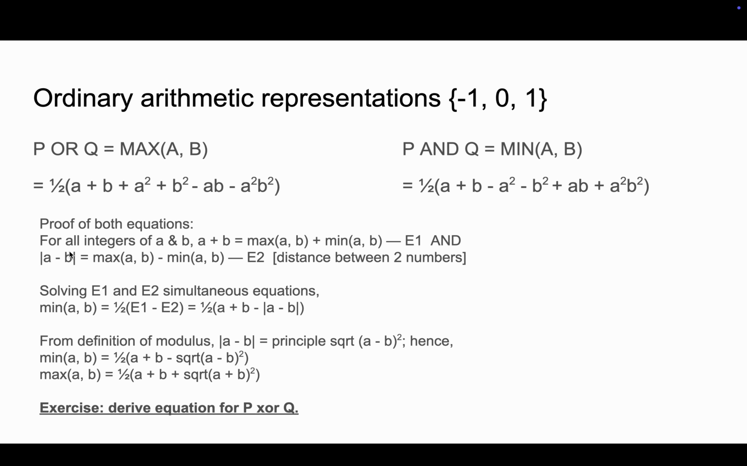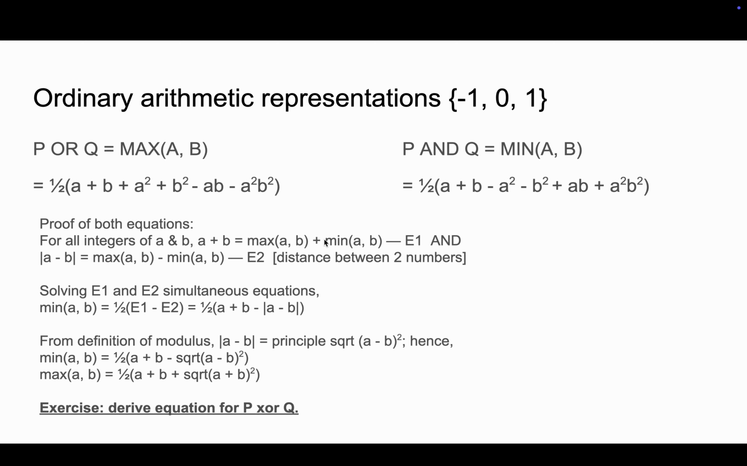Essentially, you can think of it as the distance between two numbers is equal to the value of the larger number minus the value of the smaller number. We will name this equation E2, and we actually come up with a system of simultaneous equations. We can solve this by using algebra. We can use the method of elimination.